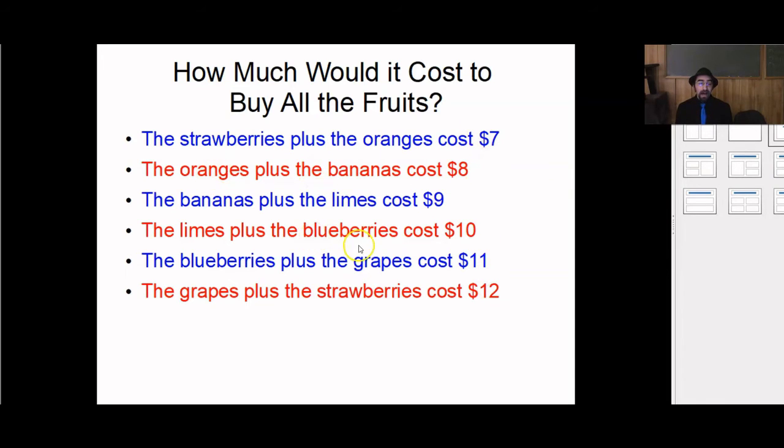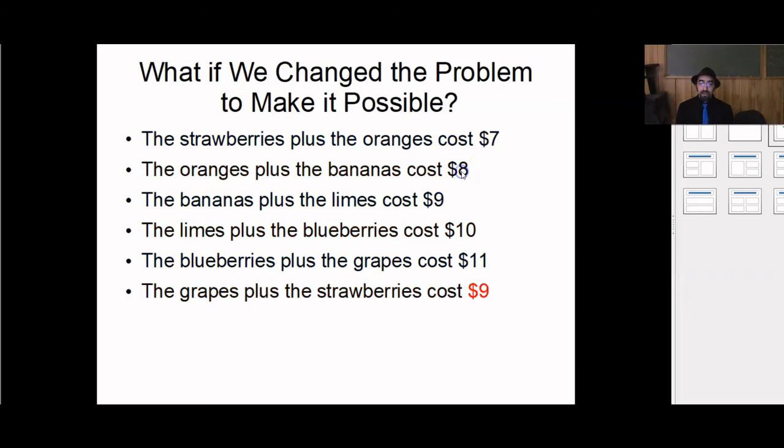Then I look at the three red lines. Oranges and bananas cost 8, limes and blueberries cost 10, grapes and strawberries cost 12. If I add those up, I've also bought one of each of the 6 types, packages of fruit. That way I've got them costing 30. So on the one hand, I've got all 6 fruits costing 27, and on the other hand, I've got all 6 costing 30. So we get that there's an impossibility here. And so we would actually have to change that last line just to make it solvable.